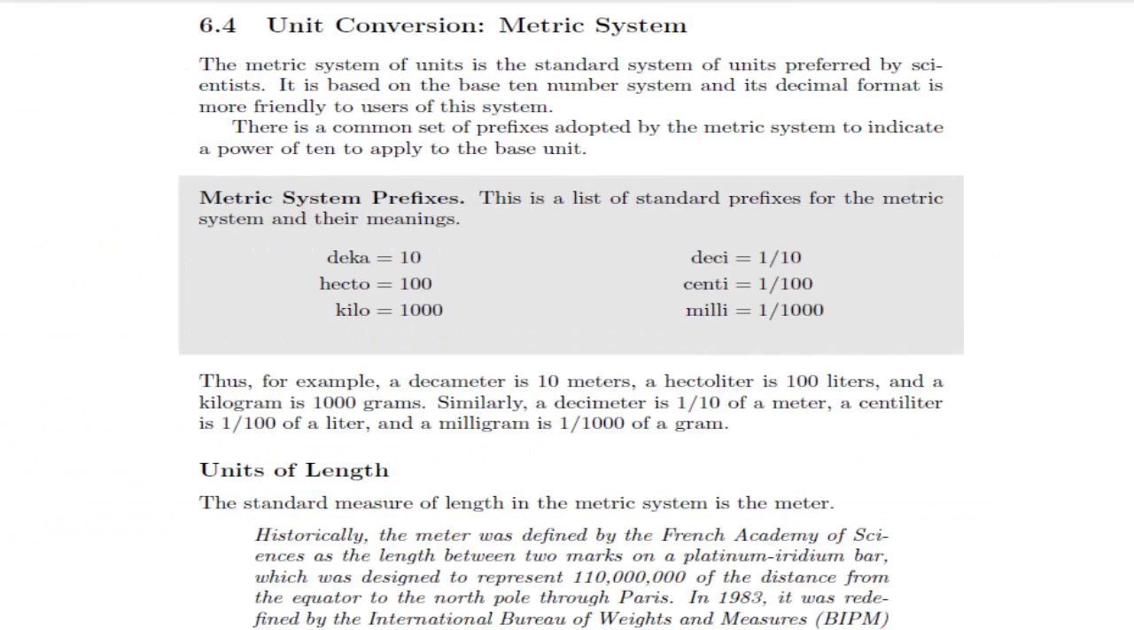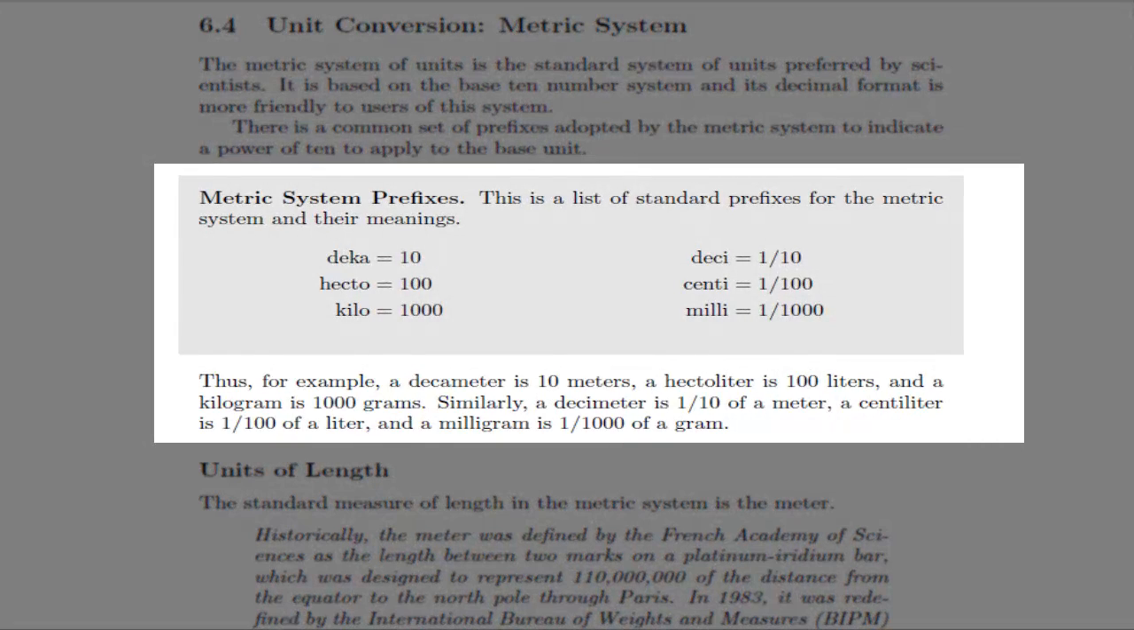The metric system of units is the standard system of units preferred by scientists. It is based on the base 10 number system, and its decimal format is more friendly to users of this system. There is a common set of prefixes adopted by the metric system to indicate a power of 10 to apply to the base unit.